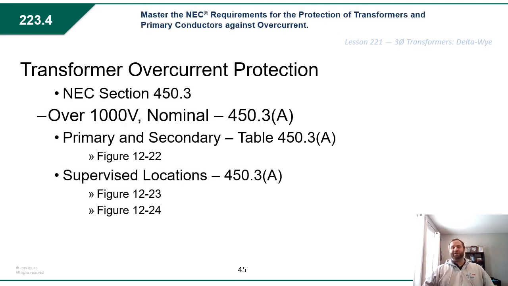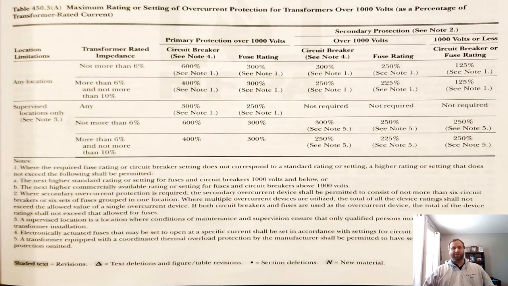Sizing of overcurrent protection for transformers. We're going to use section 450.3. 450.3(A) for over 1,000 volts nominal, based on location and based on primary versus secondary protection. That table looks very similar to this. You will use this table to calculate just how much more percentage of amps your protection needs to be than the equipment itself.